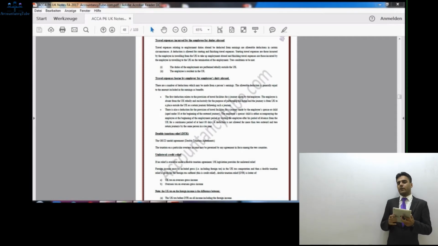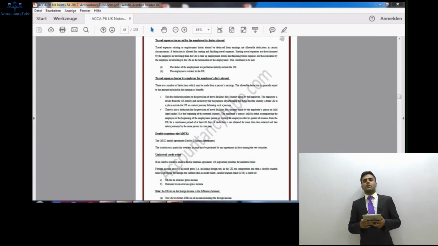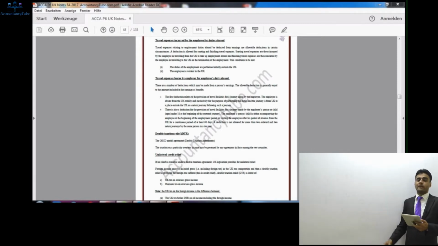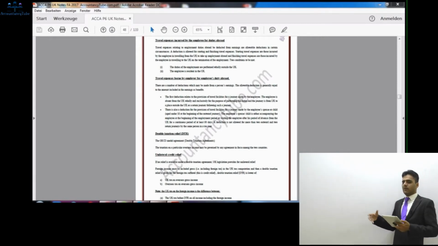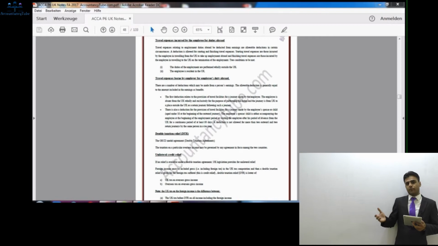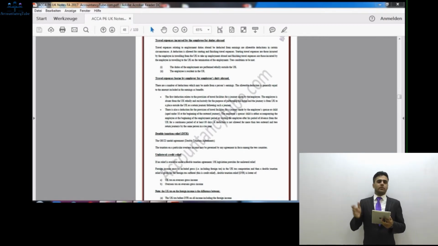Now the double taxation relief will be the lower of the UK tax and the overseas tax. Say for example, if you have paid tax overseas at the rate of 20% and you have to pay tax in the UK at the rate of 40%, then you will only have to pay an extra 20% because 20% has already been deducted. Right? So basically the relief will be the lower of UK tax and the overseas tax.